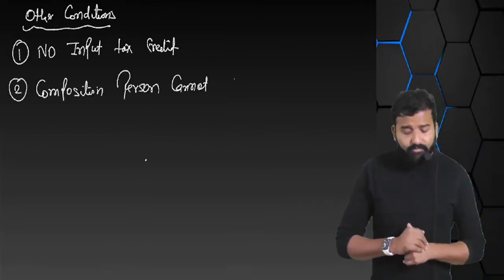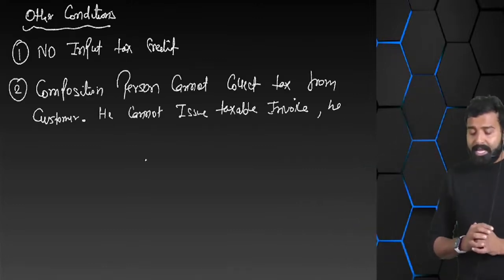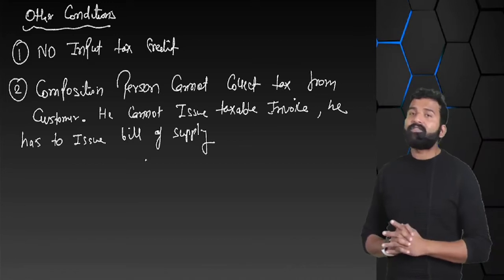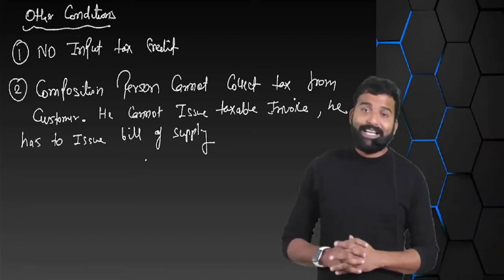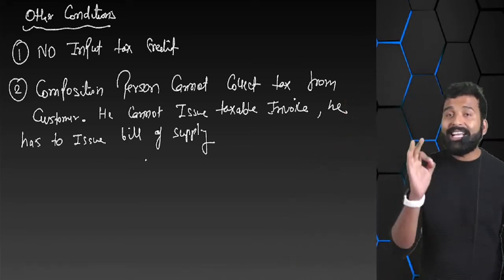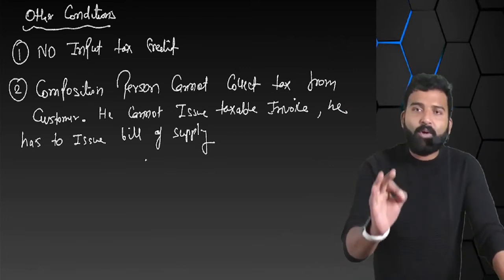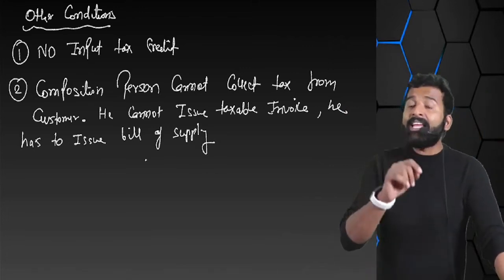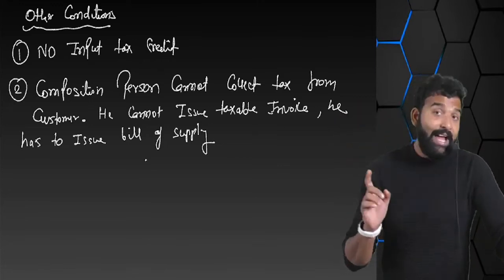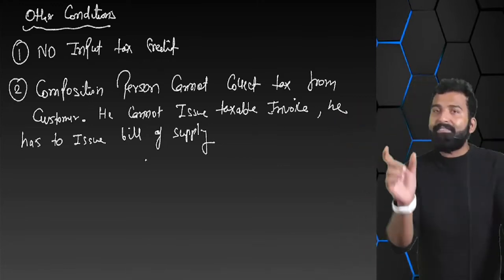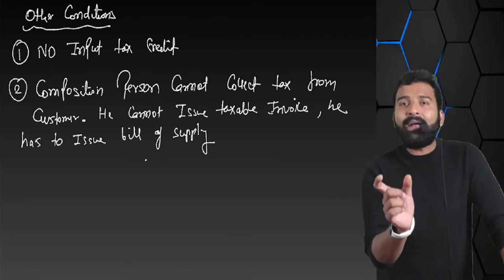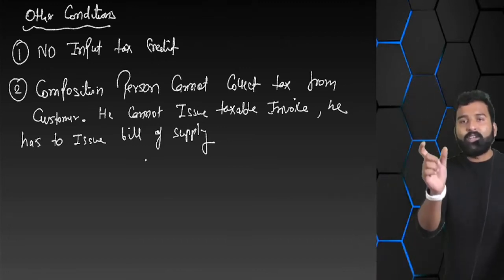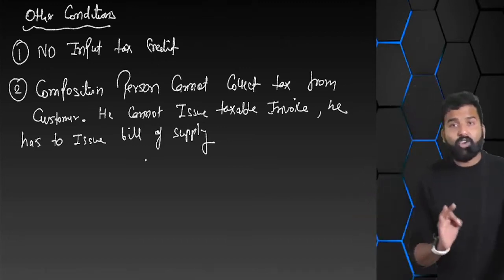Next, a composition person cannot collect tax from the customer. One more thing is, even the 1% that he has to pay now, he has to pay from his own pocket. Like if I am selling goods for rupees 100, then I cannot make a tax invoice. And I cannot make an invoice in which I show that my price is 100 and my tax is 1%, so it is 101, give me 101. No, it is not possible.